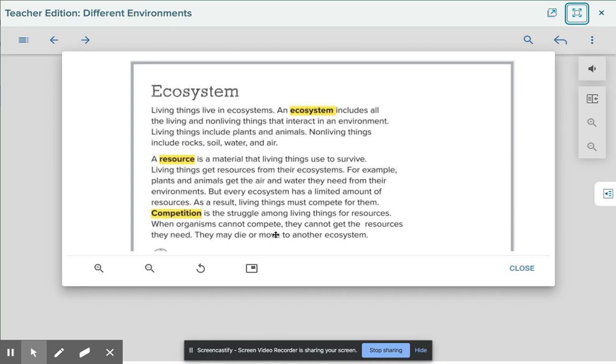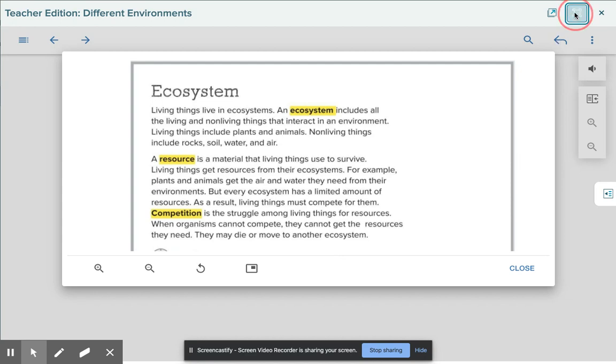So let me read this again because it's going to help you to remember when you get to the part where you need to answer some of the questions. So, as a refresher, pay close attention to this sentence. When organisms cannot compete, they cannot get the resources they need. They may die or move to another ecosystem.